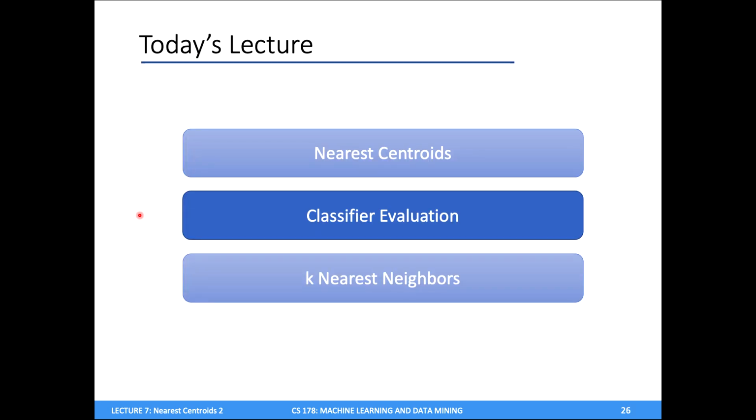Okay, cool. So on Friday's lecture, we talked a little bit about classifier evaluation. So we'll do a brief review of what we talked about, and then I'll introduce some more sophisticated methods for evaluating classifiers.